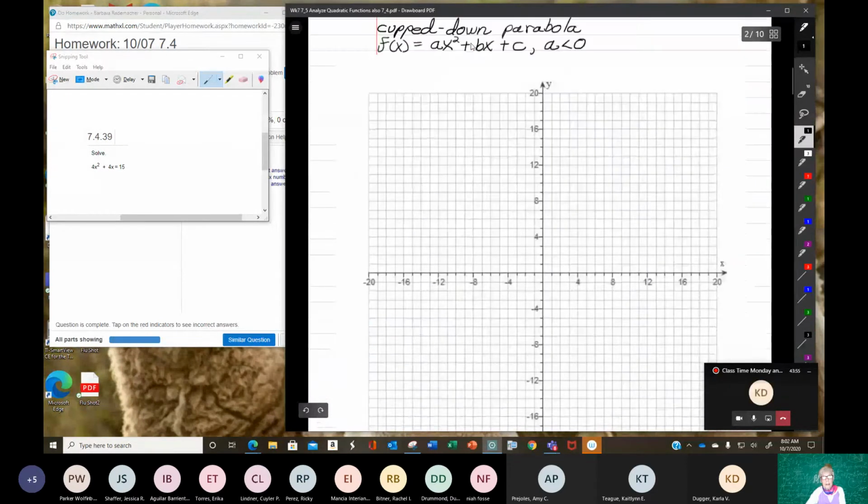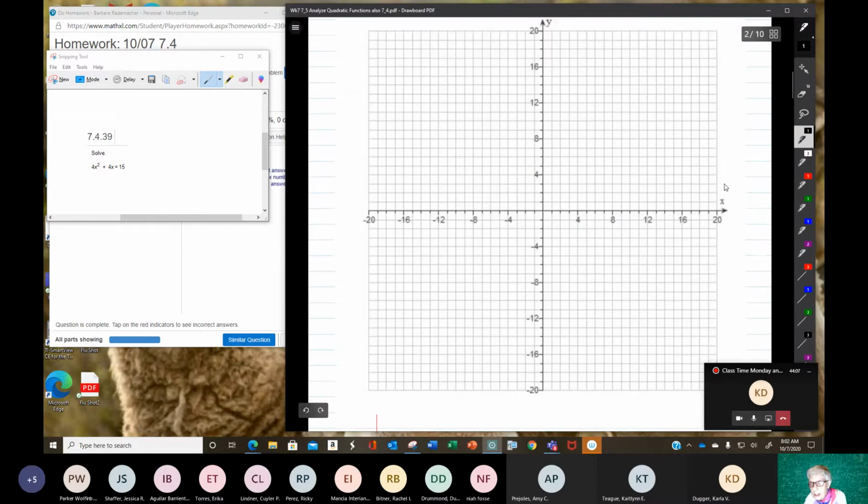Now for cupped down parabolas, we have pretty much the same kind of setup. Maybe we can do this in a less time-consuming way. If I make this the vertex, and I make this the y-intercept, this is going to be the axis of symmetry. There's no way it can't be, because the axis of symmetry always goes through the vertex.